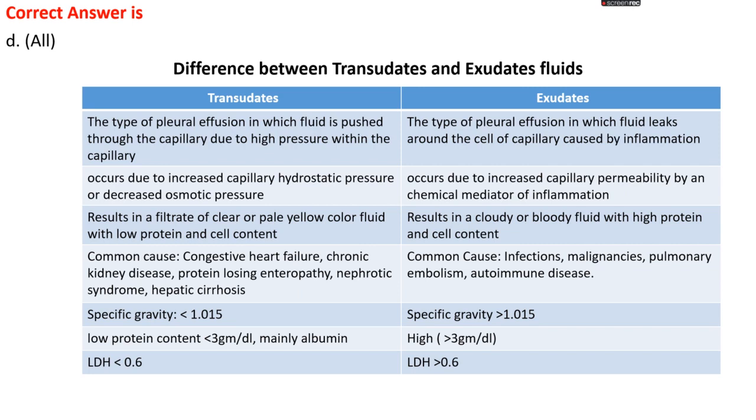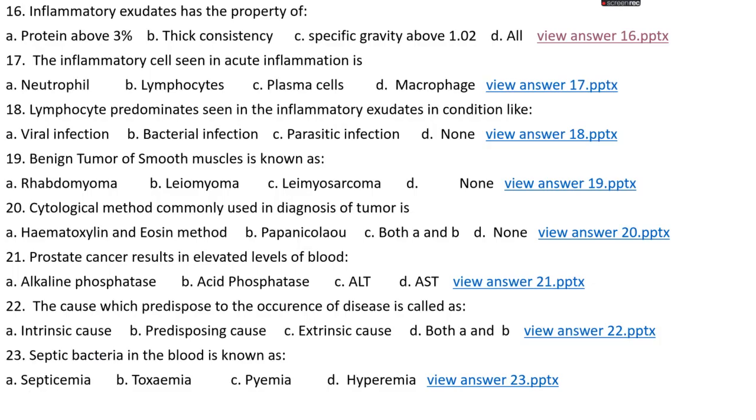The specific gravity of transudate fluid is less than 1.015, and the specific gravity of exudate fluid is greater than 1.015. The protein content of transudate is less than 3 gram per dL, and the protein content of exudate is high, greater than 3 gram per dL. LDH concentration in a transudate is less than 0.6, and LDH concentration in an exudate is greater than 0.6.